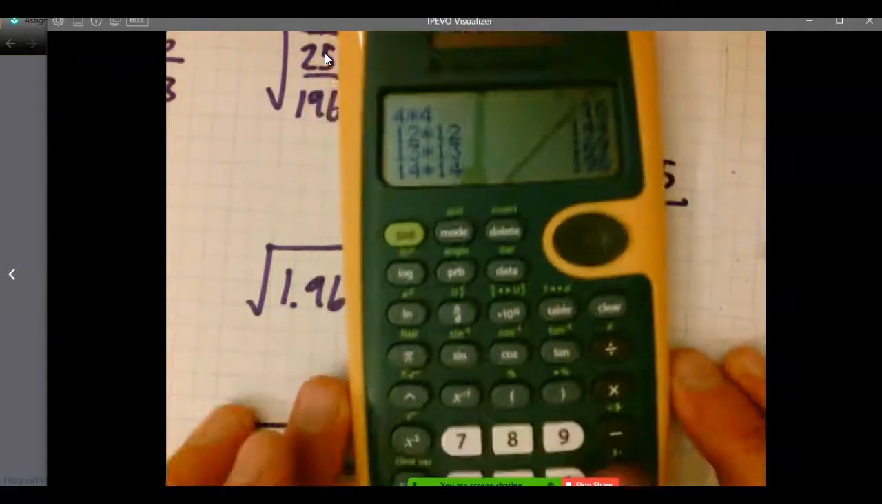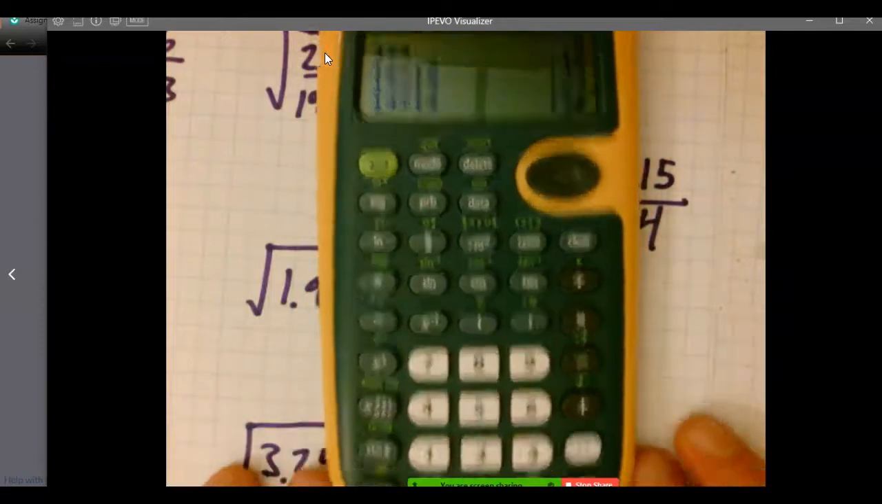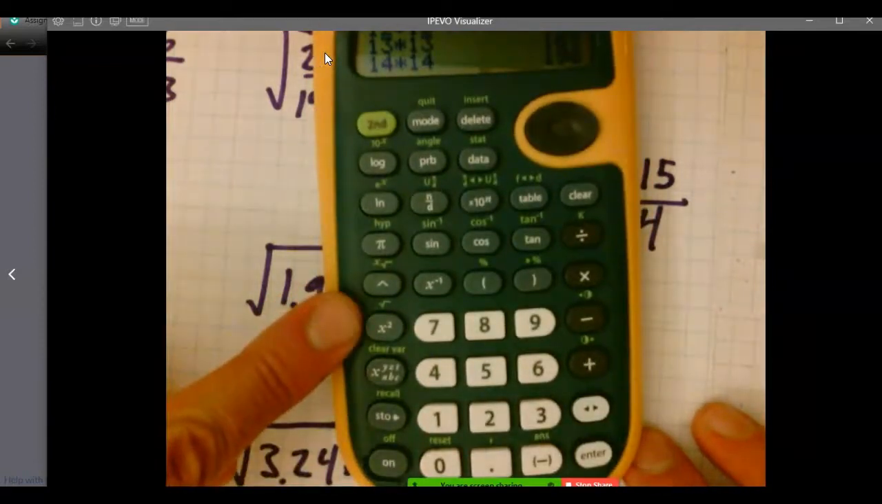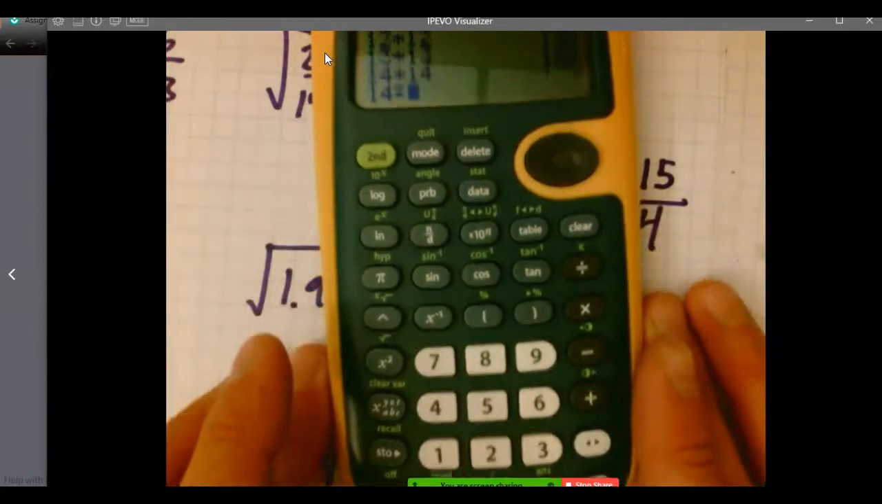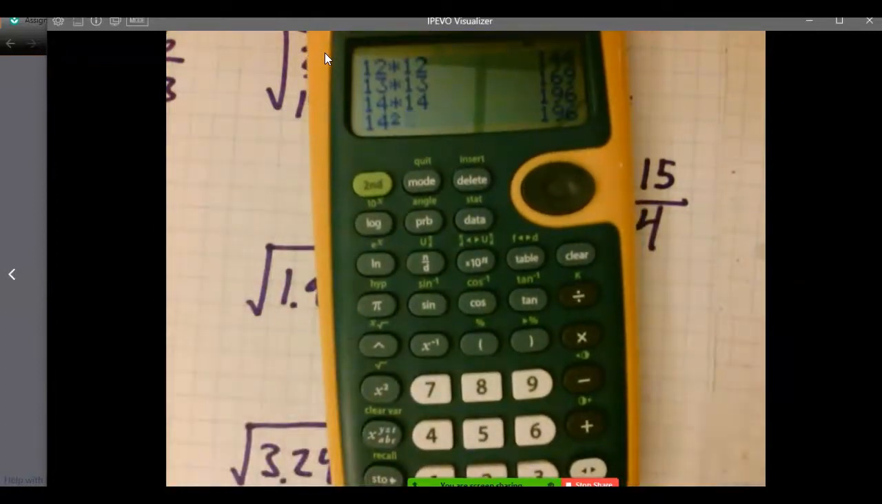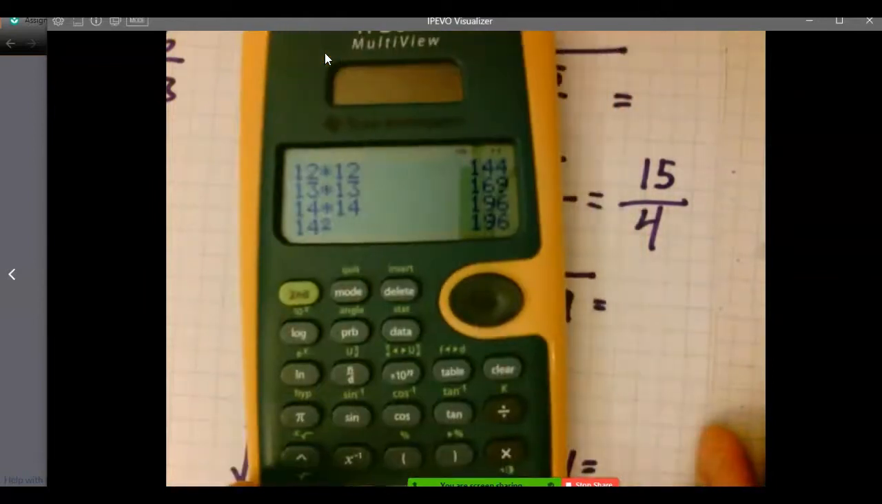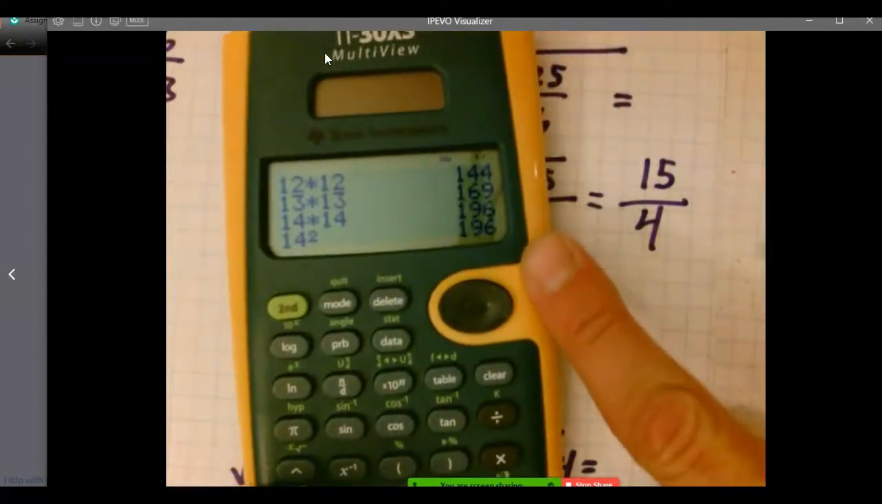Now the other way is there is a button on your calculator that does this. This button right here will square for you. So if I type in 14 and then hit that little button, it puts in the square symbol and I get the same answer as when I did 14 times 14.